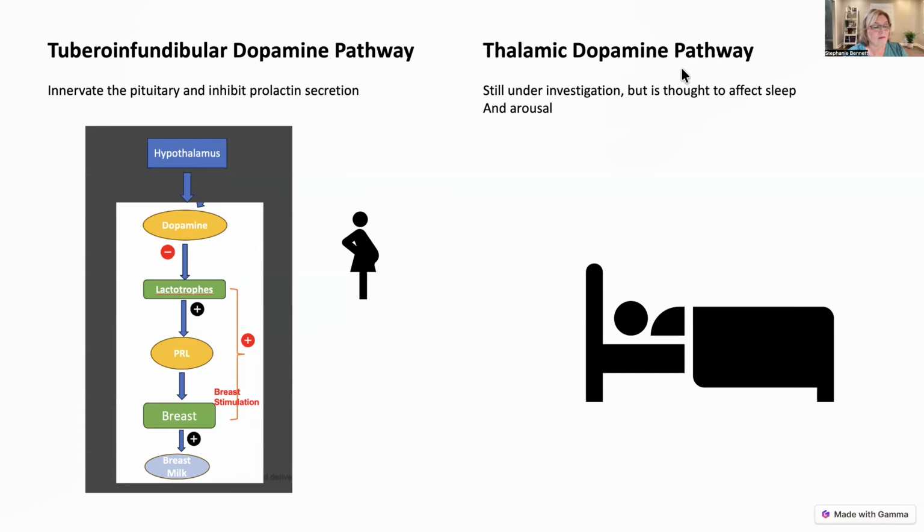Interestingly, while most, even second generation antipsychotics, can have that issue, there's a couple of them that actually act very differently. And we'll talk about that in detail when we get to the detailed portion next week. There's also a thalamic dopamine pathway. This is still under investigation, but it's thought to affect sleep and arousal. So more to come on that.